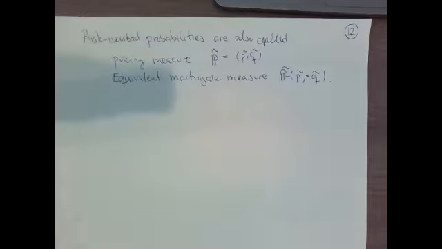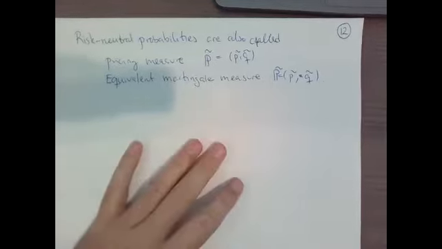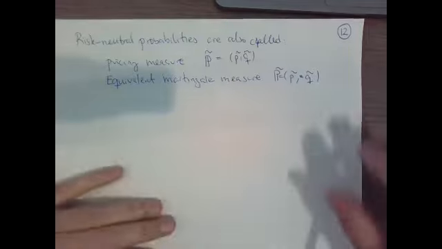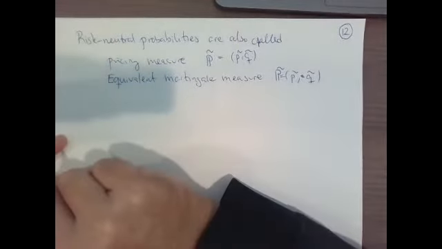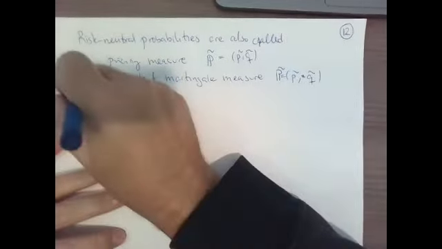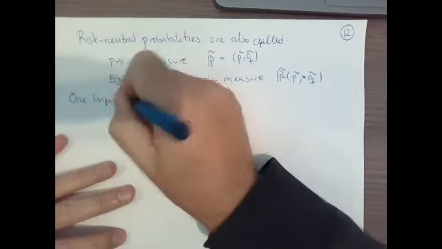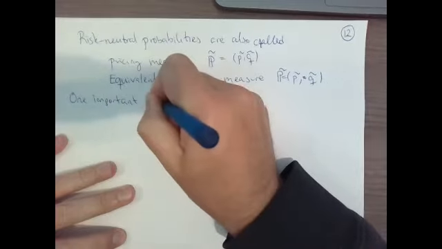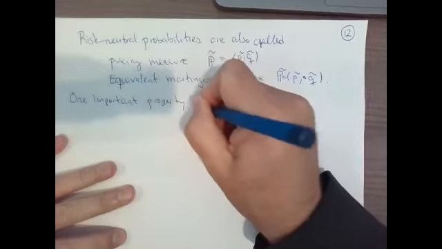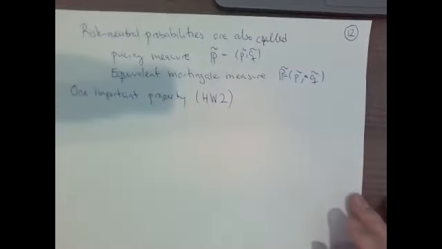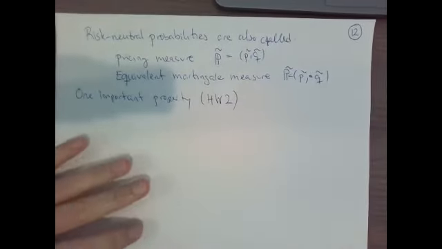So these risk neutral probabilities have different names, but they always mean the same thing. And there are properties under this. One important property, and this is something you will be playing with in your next homework, is the following.